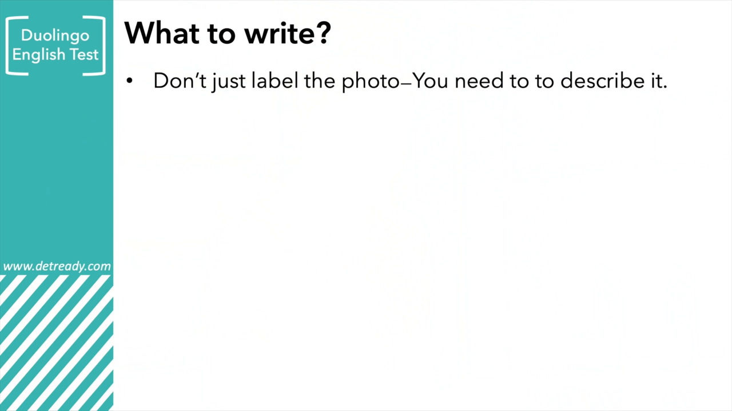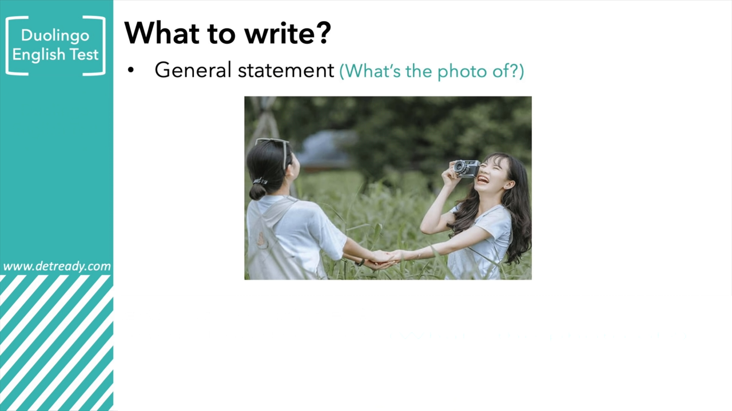Okay, so before I give you ideas, I want to say that it's very important that you don't just label the photo. You should try to describe it. So use descriptive language, full sentences, anything in order to describe the photo well. Okay, so what to write? So firstly, I think it's important to write a general statement first. Basically, what's the photo of? What's in the photo? So let me give you an example. Let's say this was your photo.